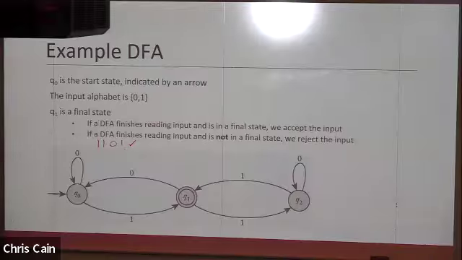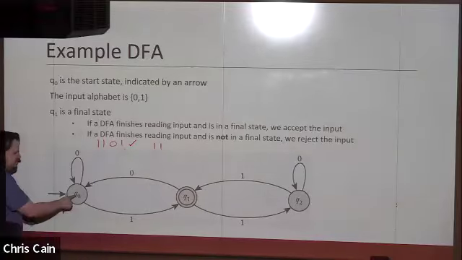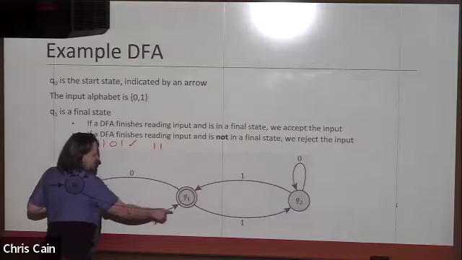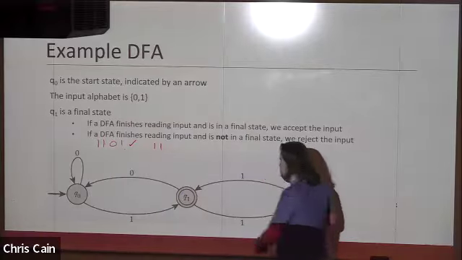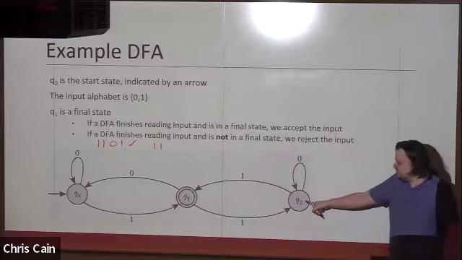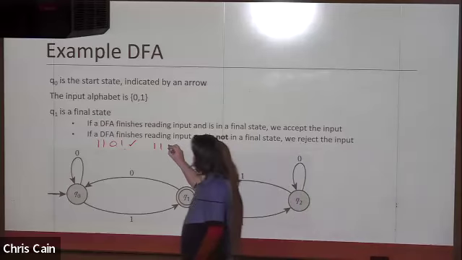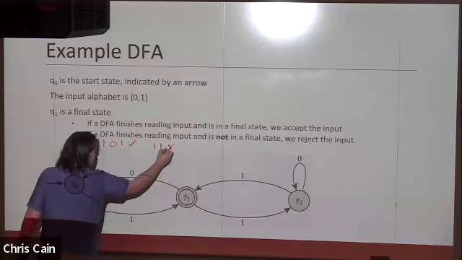Do you have an example of one in this diagram that would put it not into a final state, so we would reject it? Yeah. 1, 1. So Q0 into Q1, Q1 into Q2. We terminate. We're at the end of the string. Q2 is a non-final state. So we would reject. Worst X I've ever drawn.